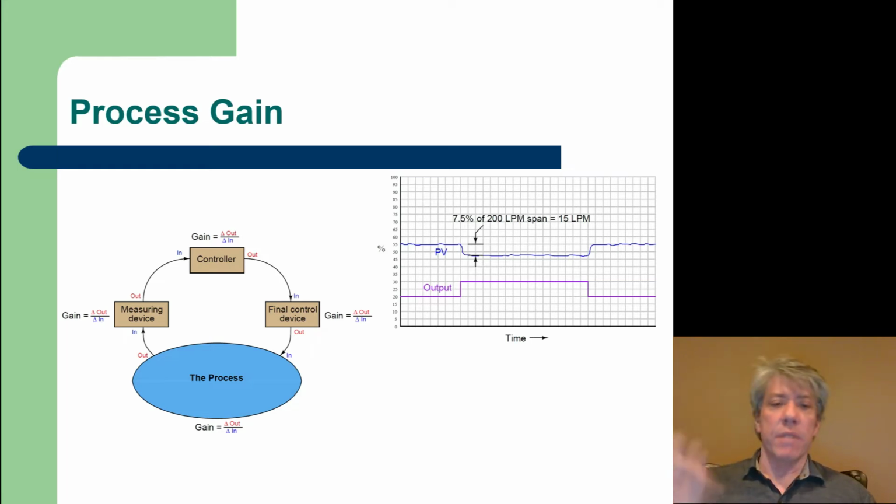So the point is, each one of these devices has a gain associated with it, and the ones we can really affect are the gain of the measurement device, sometimes the gain of the field control device, but always we can change the gain of the controller. And changing that gain is actually something that's really important, being able to set it to the right amount.